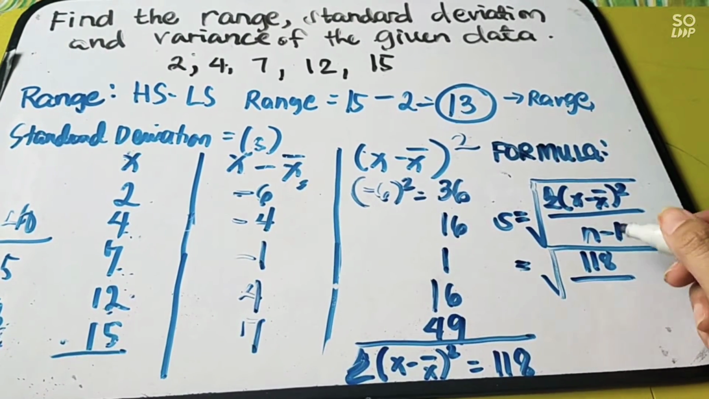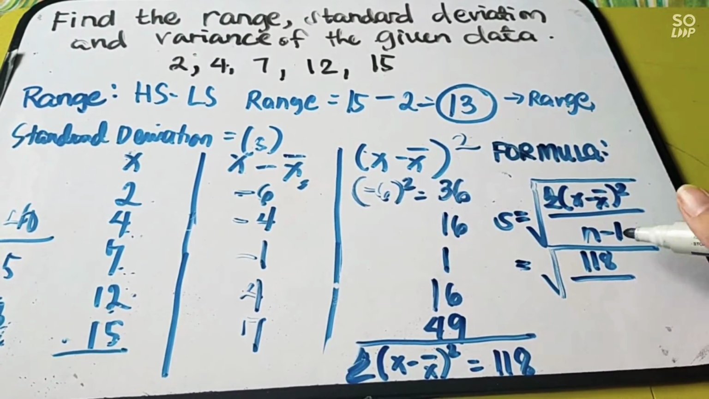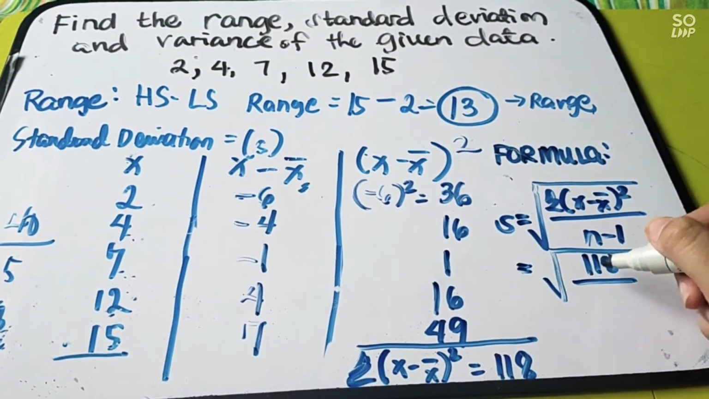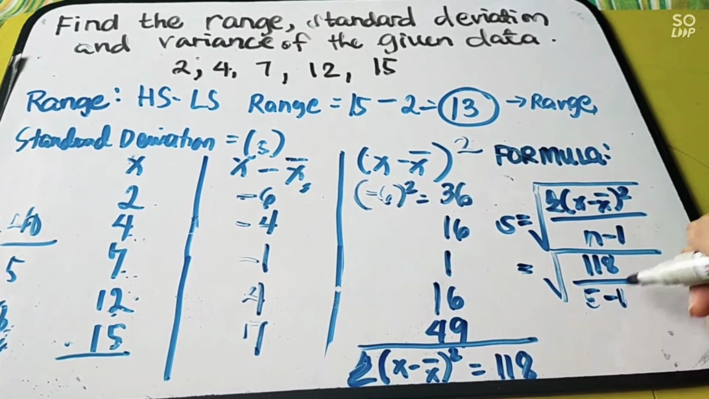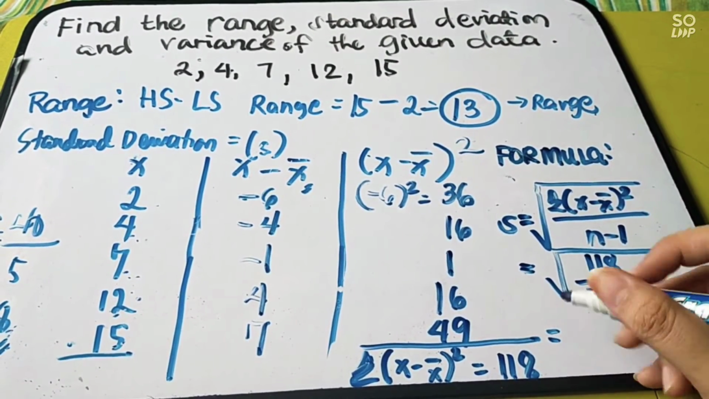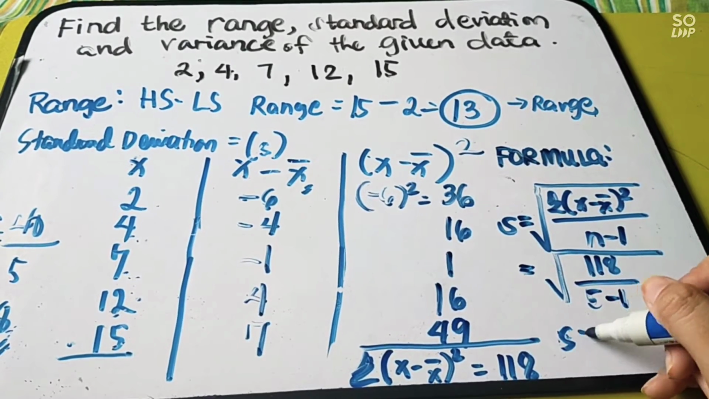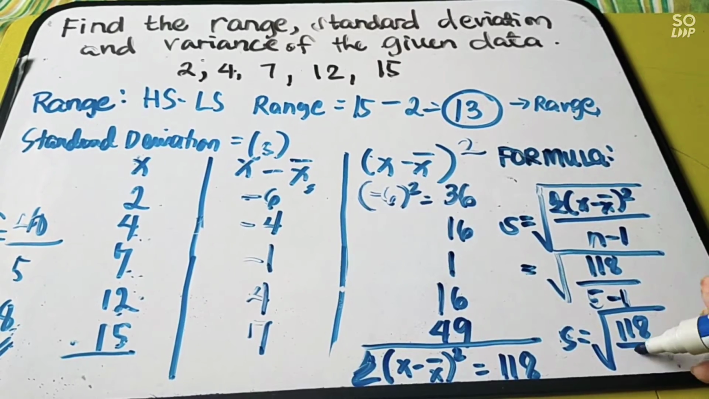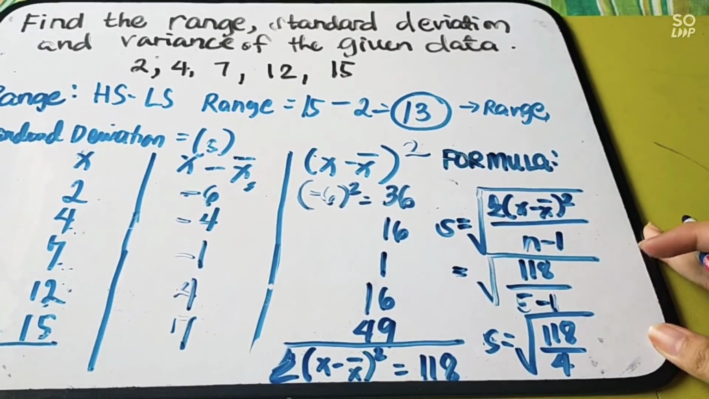Then, divided by n minus 1. Ano yung n minus 1? Ilan lahat yung scores mo? 1, 2, 3, 4, 5. So, we have here 5 minus 1. Is it clear? So, it is equal ngayon, si s mo, we have s is equal to the square root of 118 divided by 4.